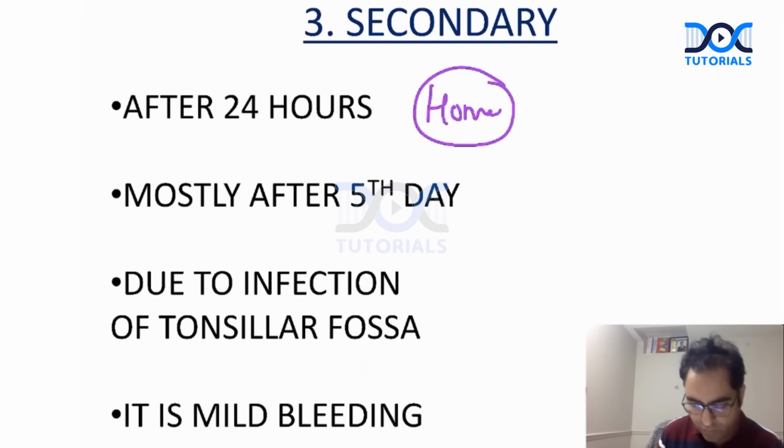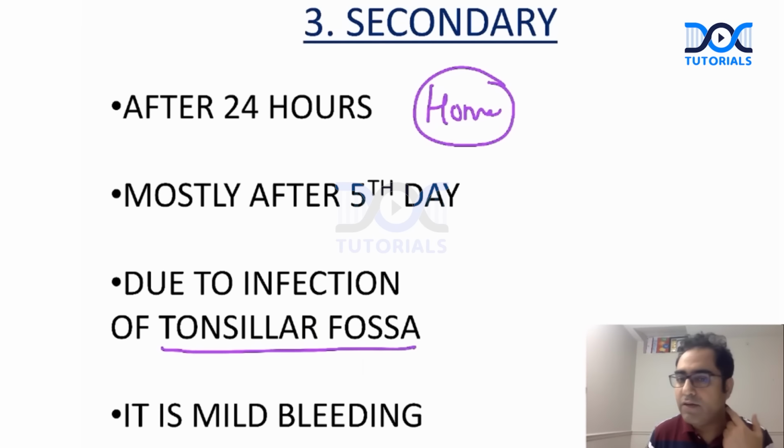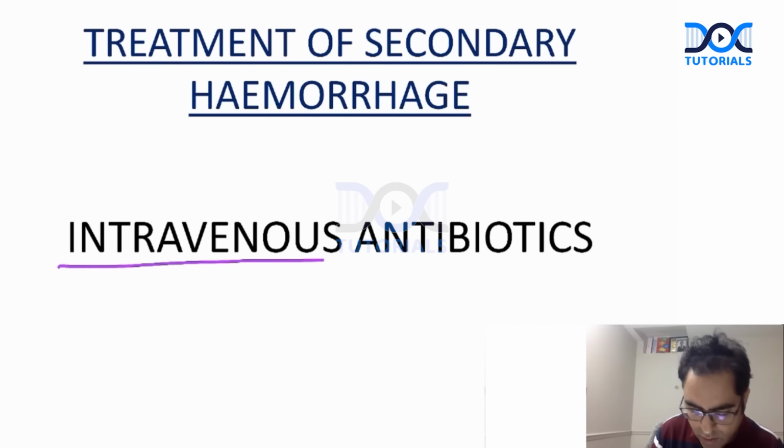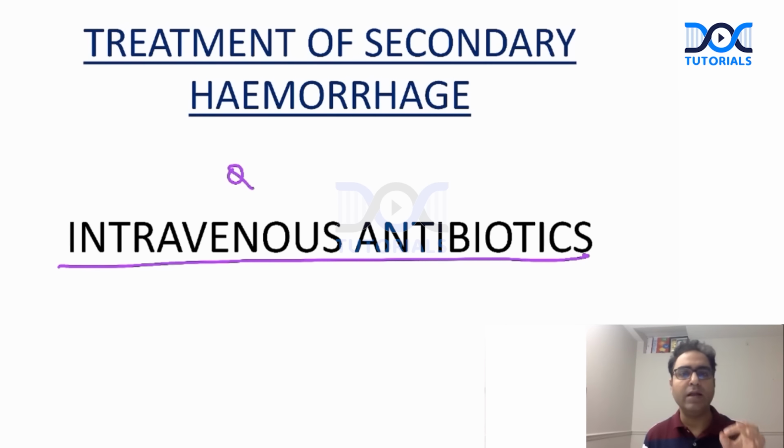It actually is due to infection of the tonsillar fossa. The inside of the tonsillar fossa got infected, but it's a mild bleeding. Doctor, when the patient spits, there's a red color in it, not too much bleeding. So you need to readmit the patient to treat and start intravenous antibiotics. MCQ: secondary hemorrhage needs intravenous antibiotics. Let us revise. Reactionary hemorrhage, re-exploration. Secondary hemorrhage, intravenous antibiotic. There is only mild bleeding due to infection. Hemorrhage in tonsillectomy is a very important MCQ source.